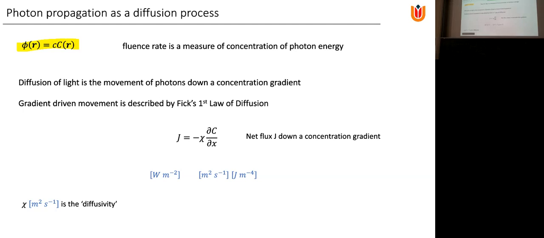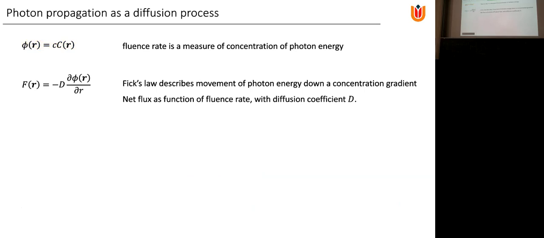But what we have to do now is write this general version of Fick's law for photons. So for this diffusivity, we're going to write the product of the speed of light and D, the diffusion coefficient, in meters. Once again, if you work out the units, then this works out. And we'll fill it in now in the equation. So the net flux on the left-hand side is now the symbol F again, c times D is the diffusion coefficient, and the gradient is that of the fluence rate. So it describes the movement of photon energy down the concentration gradient.